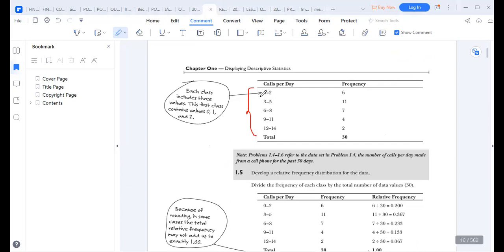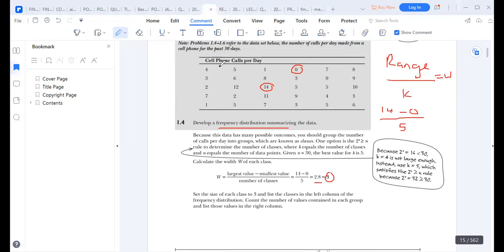So now we identify which numbers lie between 0 and 2. When we go here, there is 1. Start from here. We have 1 itself, 0. So we have 2 numbers here, 1, 2.